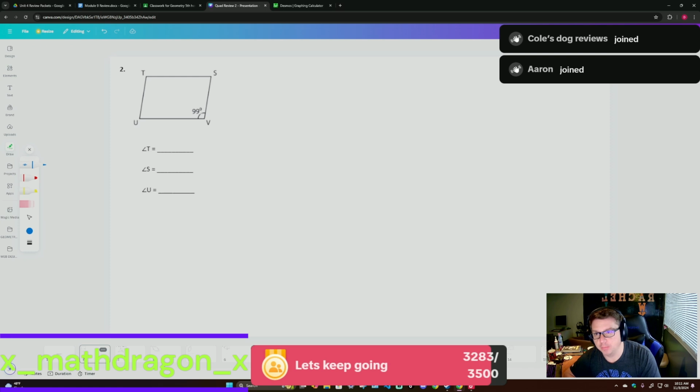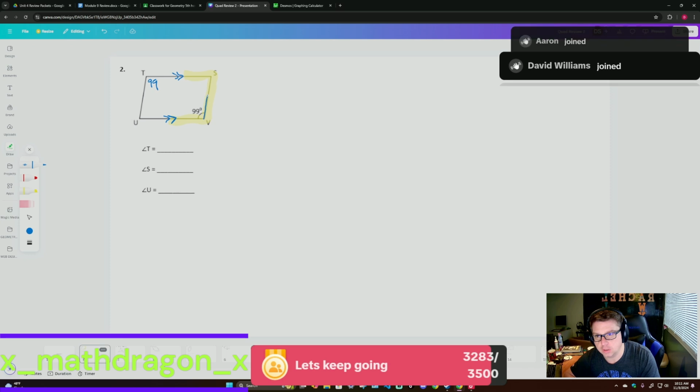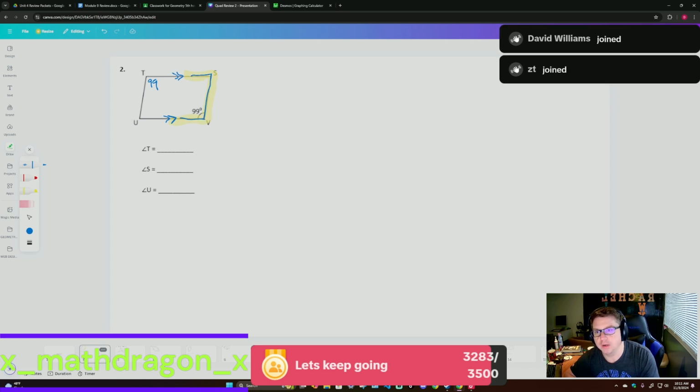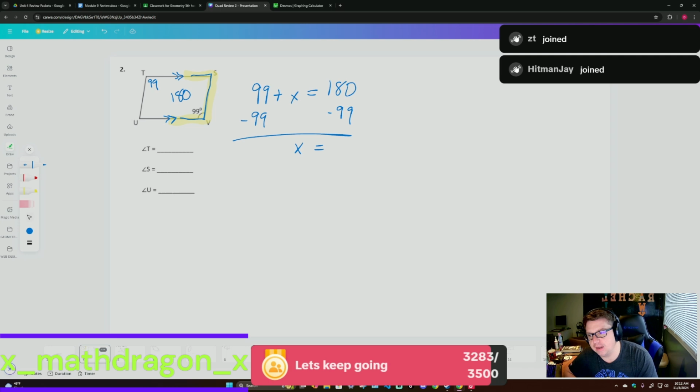But for this problem, they want you to know opposite angles are congruent. Also, because we have parallel lines, we can draw U-shapes. When we draw U-shapes with parallel lines, so these are our parallel lines cut by a transversal, it forms a U-shape. And anytime we have a U-shape, we have 180 degrees every single time. So if we know that this is 99 right here, 99 plus something equals 180. So we can subtract 99 from both sides, and that something is going to be our missing angle.